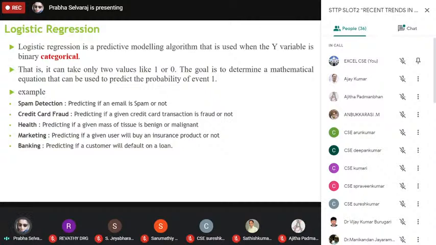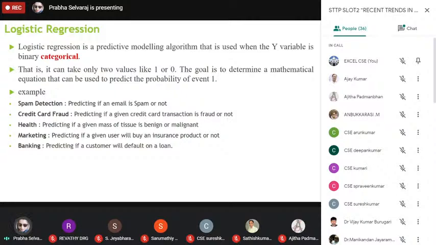Whenever I say logistic regression, it is a predictive modeling algorithm which is used when your y variable is a binary categorical. That means either yes or no, or one or zero. When the response variable has only two possible values, either yes or no, or 0 or 1, or this or that, then it is desirable to have a model which will predict either 0 or 1. That means the probability score will range between 0 and 1.